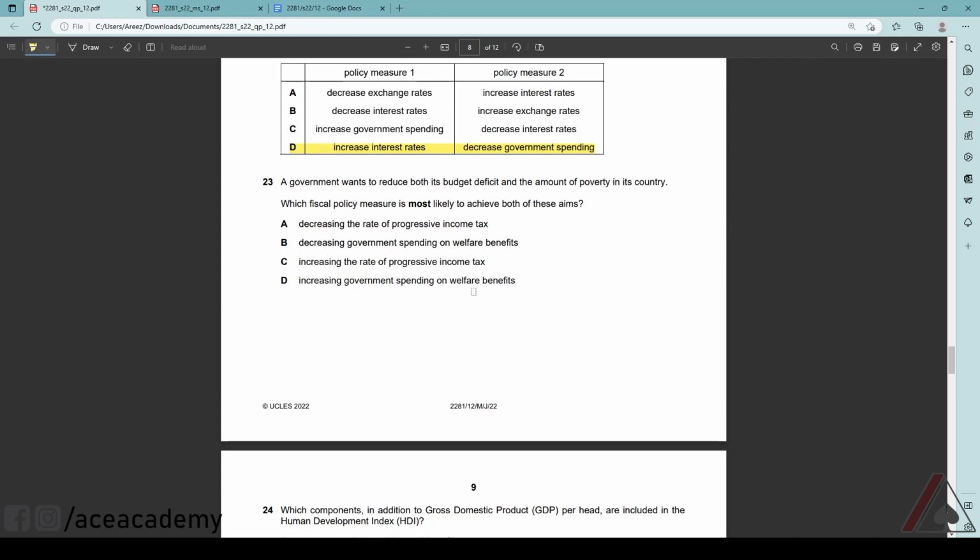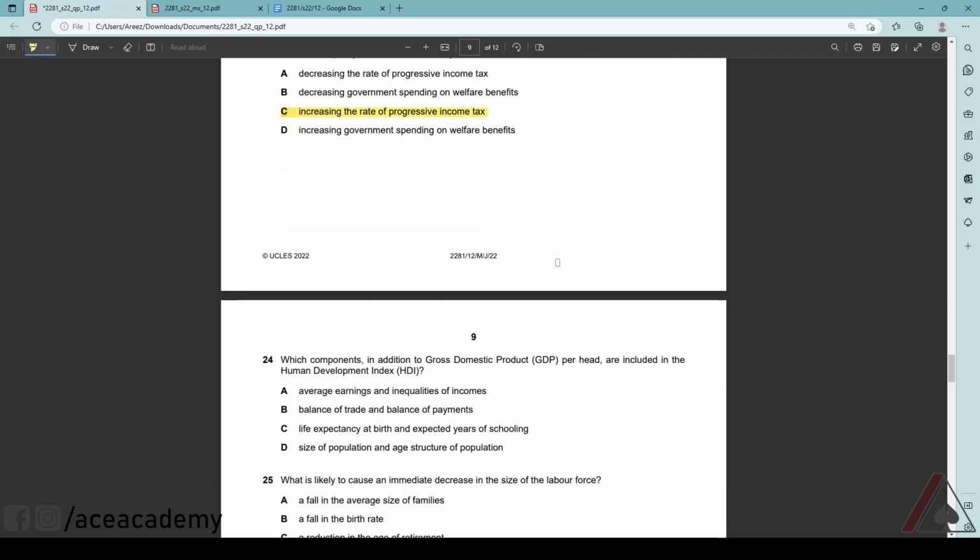D, increasing government spending on welfare benefits. Increasing this would lead to a reduction in poverty because people would now have more money due to the welfare benefits. However, it's just more government spending. Therefore, the budget deficit would not get reduced. Instead, it would get increased. So the only answer here is C, increasing the rate of progressive income tax.